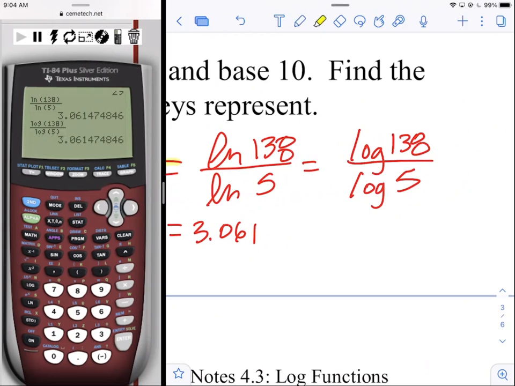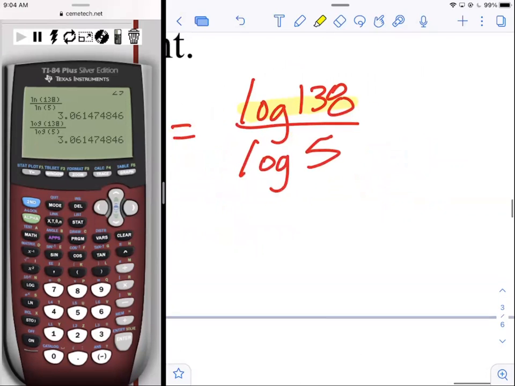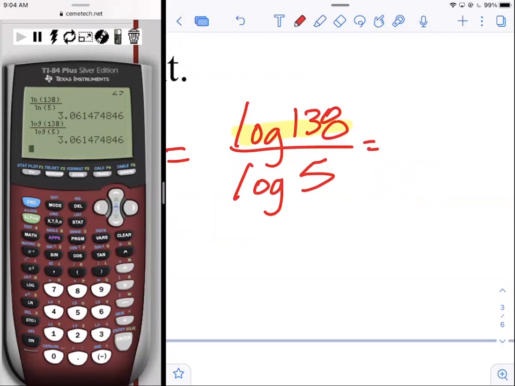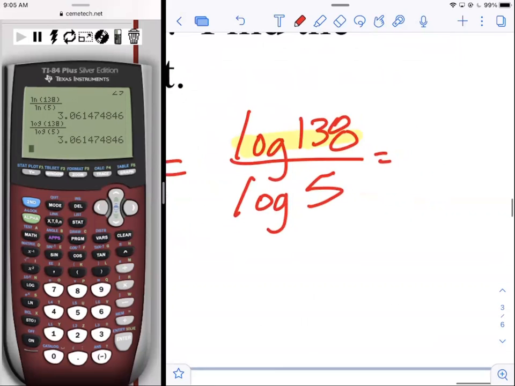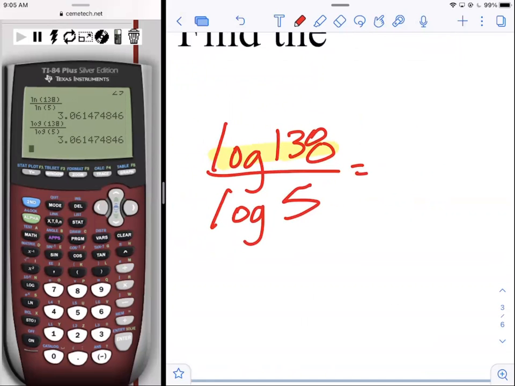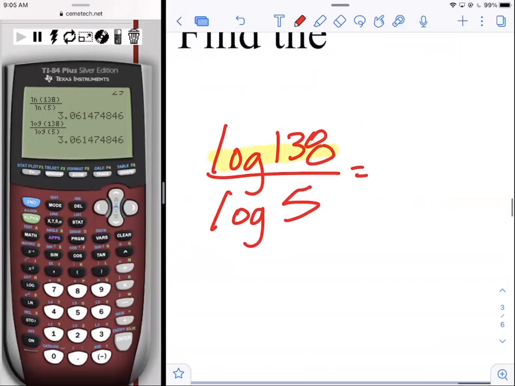Now, again, what I was saying earlier, that does not mean that the natural log of 138 and log of 138 are equal to each other, but their quotients are the same. In fact, if you want to pick a third base, what's another number besides 5? Are there any other numbers? 6. Good. Let's choose 1/6.